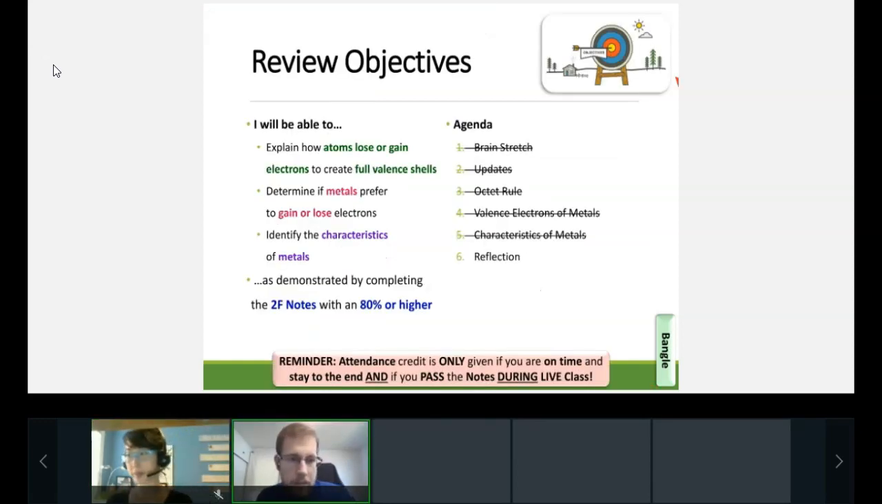All right, good job, everyone. So just to review, we just learned how to explain how atoms gain or lose electrons to be able to obtain that full valence shell. We determined that metals do tend to lose their electrons, and we identified many of the main characteristics of metals.